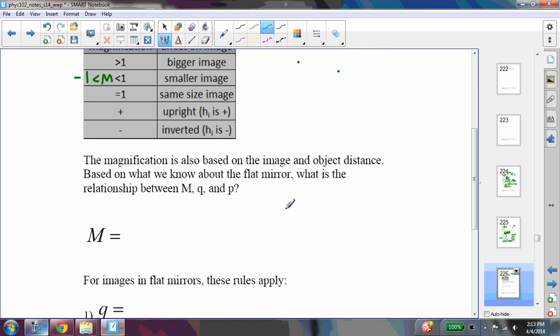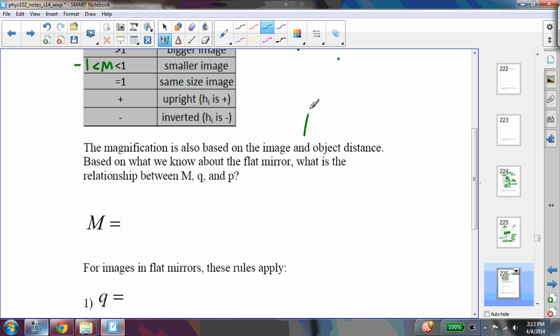Okay, so we can define our magnification as just the image height over the object height. If that magnification is greater than 1, it's a bigger image than it is an object. If that magnification is negative, it's an inverted image. And then h_i, if it's an inverted image, is negative. If it's an upright image, it's positive.